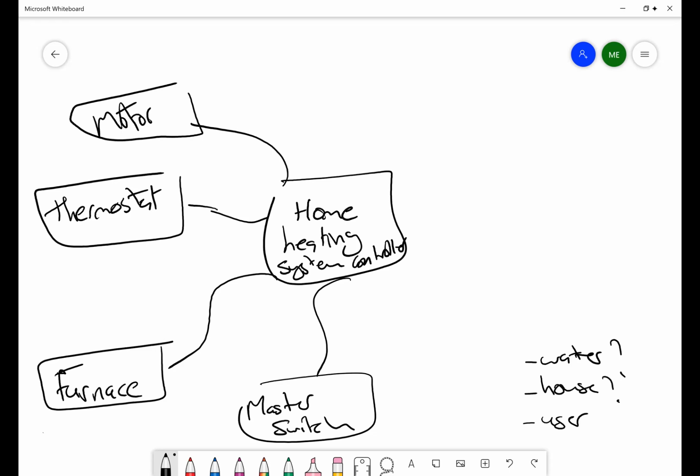What about the user? The master switch. Okay, so the user really gave nothing but the master switch so far. But obviously the desired temperature, which we're going to get to in a moment. Let's leave the user for now. The house itself. Are we interacting with the house itself? No. So we'll take that out.